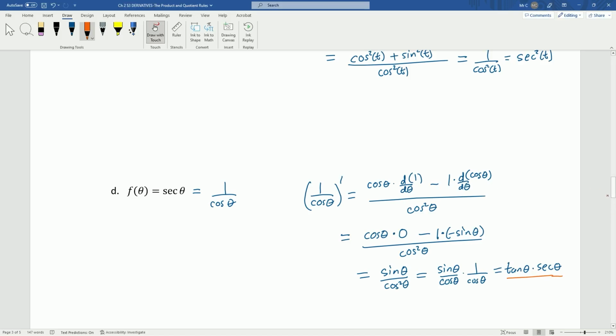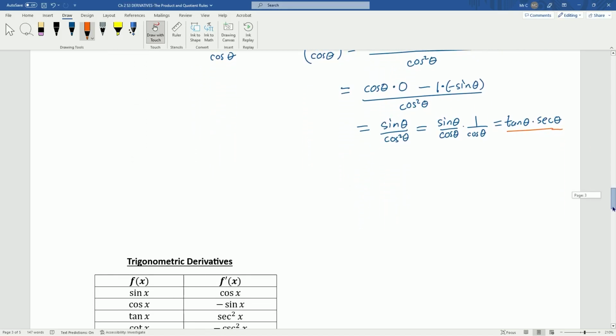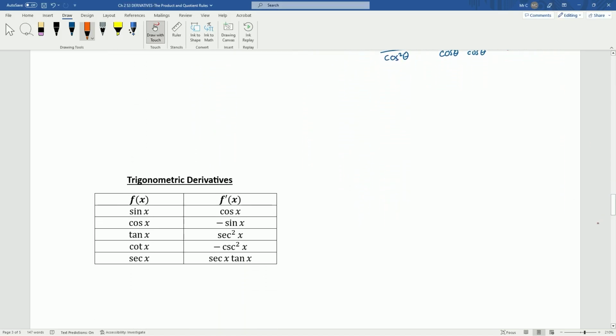Okay, so with that out of the way, let's go ahead and look at a little summary of our trigonometric derivatives. These are going to come up a lot in calculus throughout the entire series. Going to be using trigonometric derivatives all of the time. So you really have to commit these to memory as quickly as possible so that they become automatic.